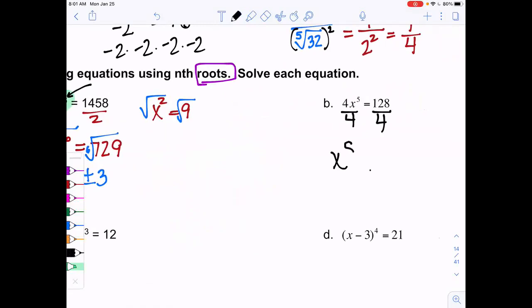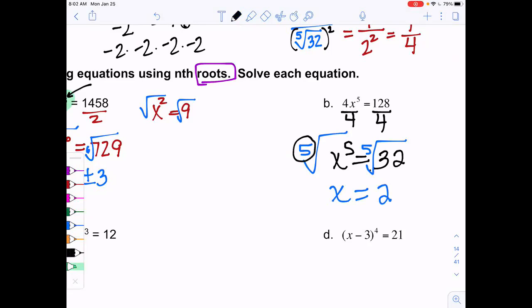We got x to the 5th. Faith, 128 divided by 4. 32. And then we would take the 5th root. Yeah, nice job. You'll get used to saying it. It's a little weird at first. And the 5th root of 32 is 2.